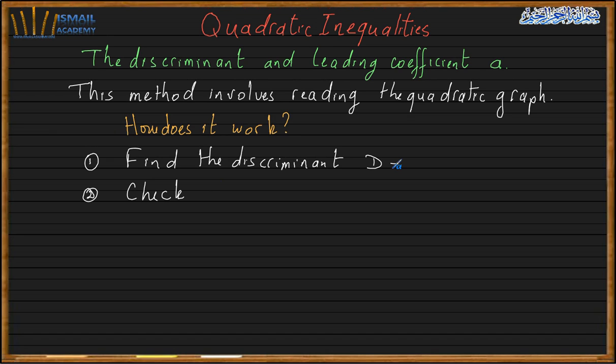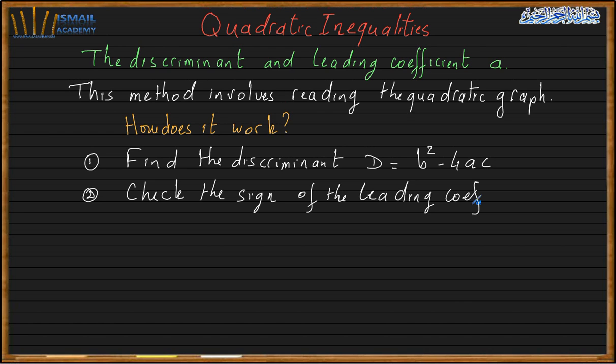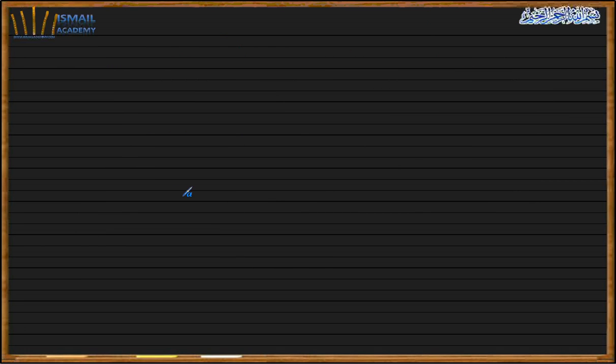Then the sign of the leading coefficient, you conclude the solution, and you go to cases. So there are three cases. One, the discriminant is negative.